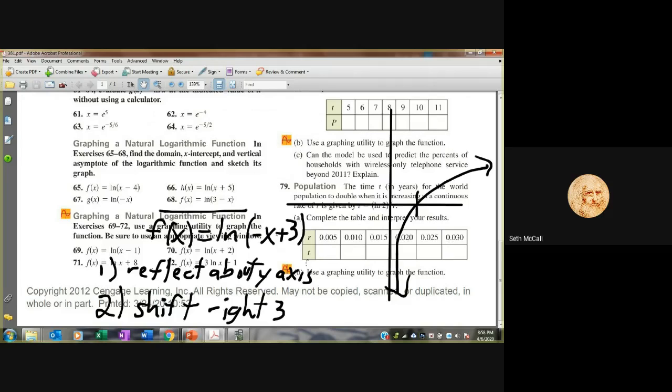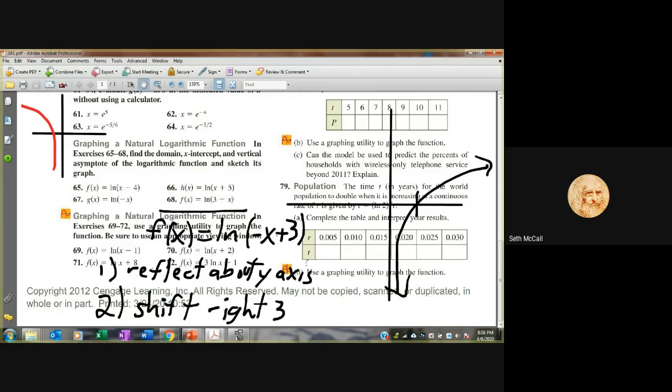All right, so let's see what that makes our parent function turn into. So the first thing we would do would be to reflect about the y-axis. I'm going to draw it. I'm actually going to do a series of drawings here. So the first one would look like this.